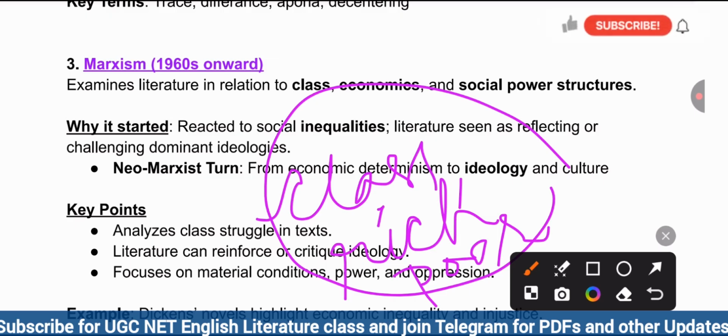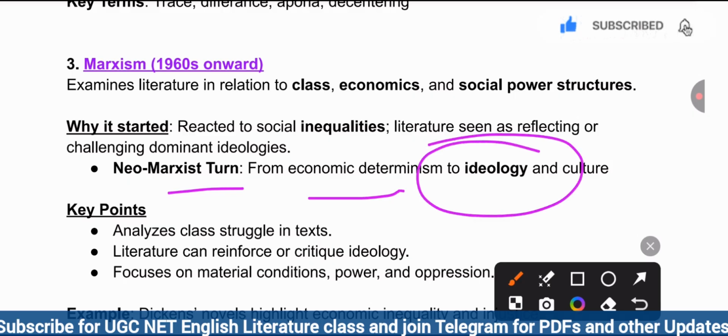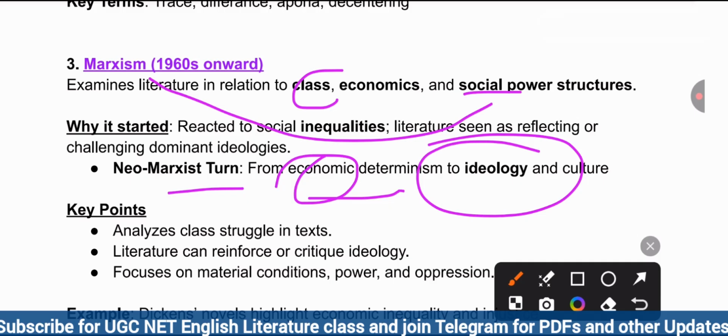Class and economics. In Pride and Prejudice, you will find how economically everything is represented by Jane Austen. So this started in social inequalities, with literature seen as reflecting or challenging dominant ideologies. And who are the neo-Marxists? Neo-Marxists turned from economic determinism to ideology. Economic determinism, class, power was the concept of Karl Marx, but a few Marxist literary theorists turned it into an ideology.